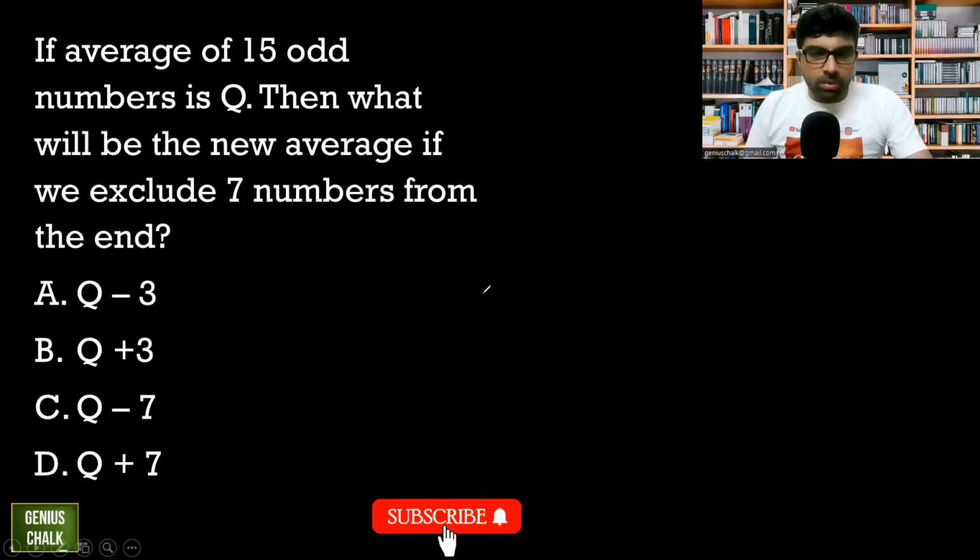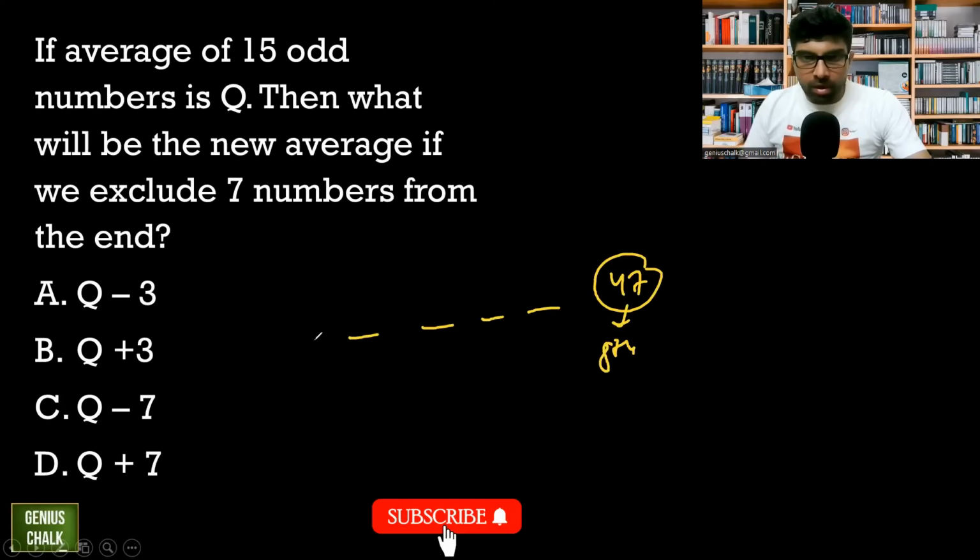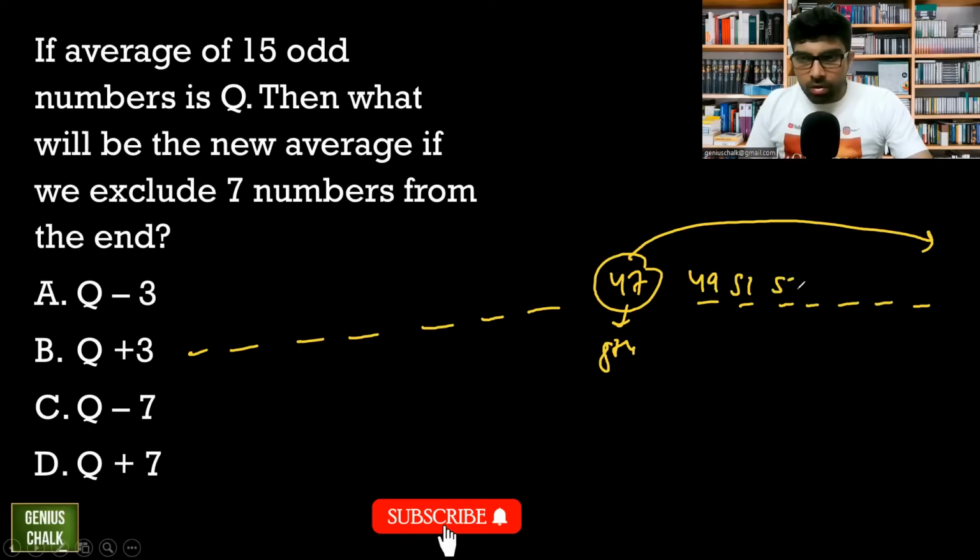Let me take the example. Suppose 15 odd numbers. Let's say their average is, let's say 47. So 47 is the 8th observation. Now they are odd numbers, so everybody will be having a difference of 2, right? So suppose these are 7 numbers, these are your 7 numbers. So if I want to find the last number, you see, after this, 49, 51, 53, 55, 57, 59, 61, or you can directly add.